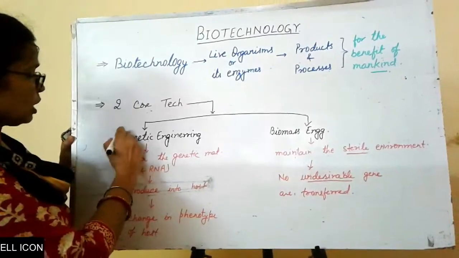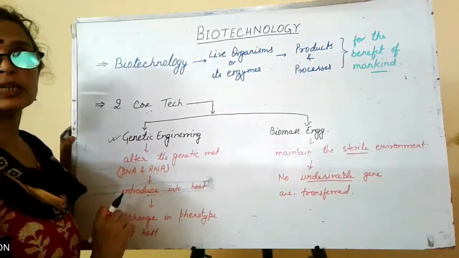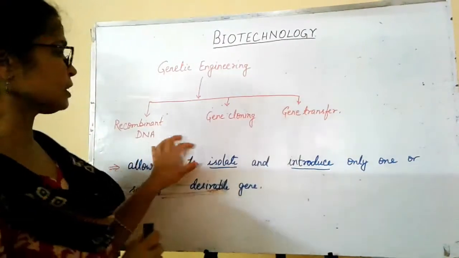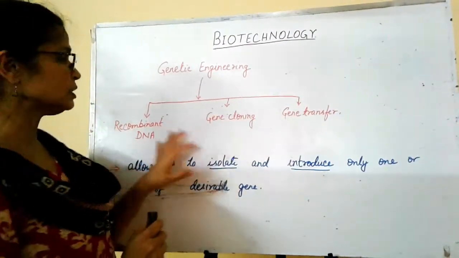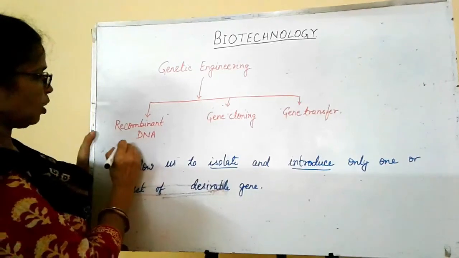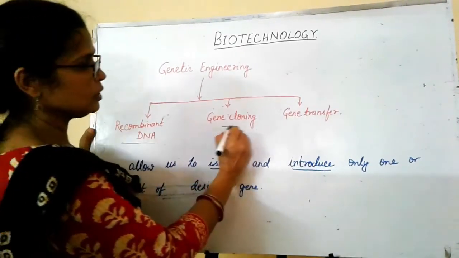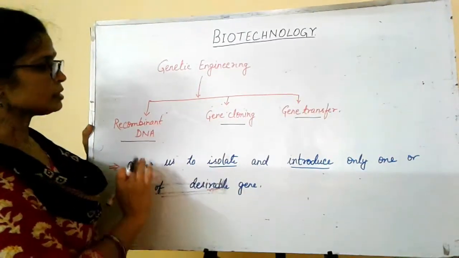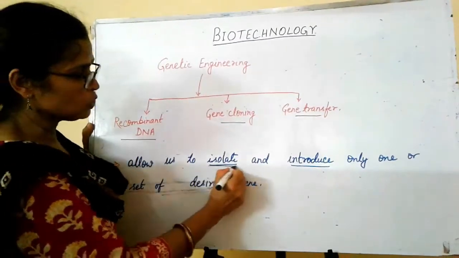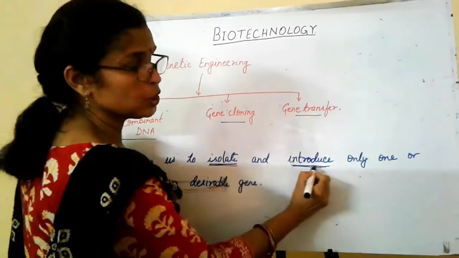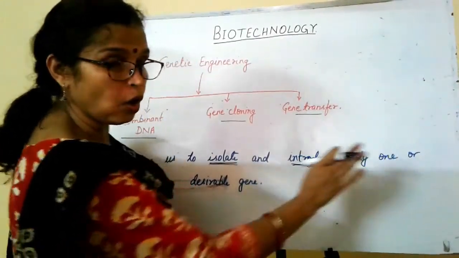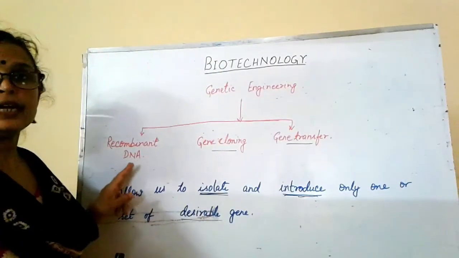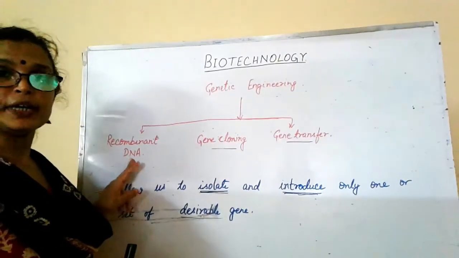First we talk about genetic engineering. Genetic engineering is achieved by three techniques: recombinant DNA, gene cloning and gene transfer. These techniques allow us to isolate and introduce only one or a set of desirable genes. What is recombinant DNA and how does it take place?